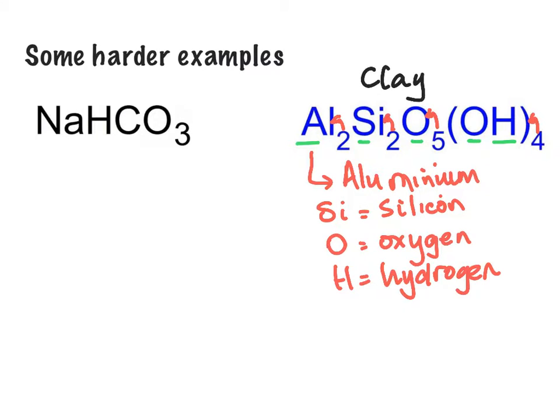Now let's count them up. So I've got 2 Als for every 2 Sis, for every 5 here, plus another 4 inside the bracket, 9 O's to every 4 H's. There's an awful lot of chemicals put together inside that clay, as you'd expect when we think about clay. Right, now here's the super challenge.